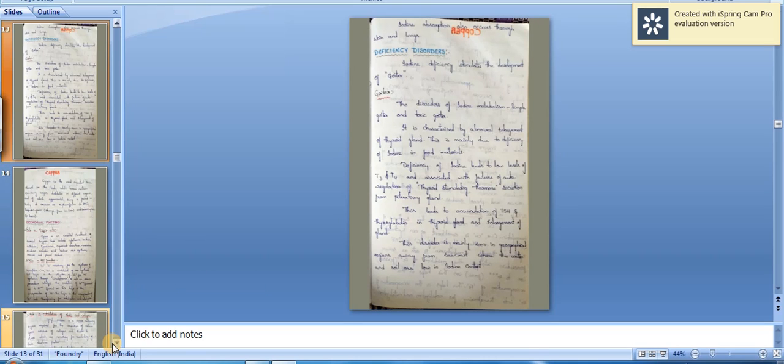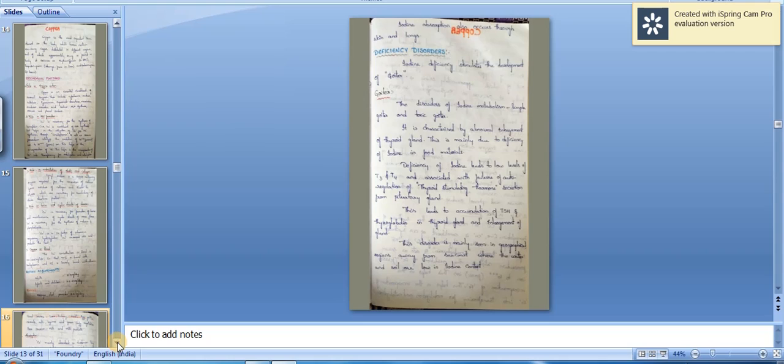Next, coming to deficiency disorders. Iodine deficiency stimulates the development of goiter, as we discussed earlier in physiology or endocrinology. Disorders of iodine metabolism include simple goiter and toxic goiter. It is characterized by abnormal enlargement of the thyroid gland, mainly due to deficiency of iodine in food materials.